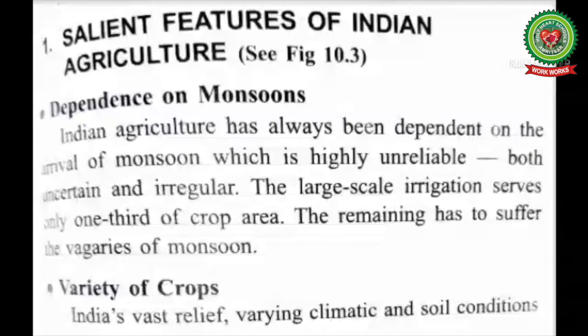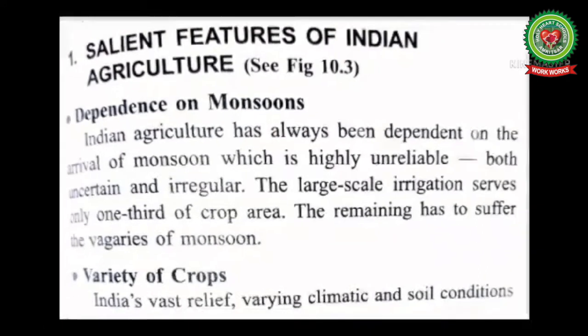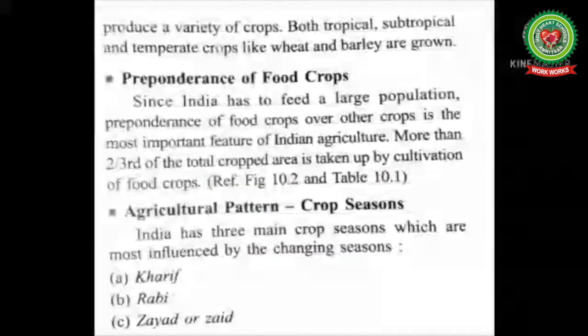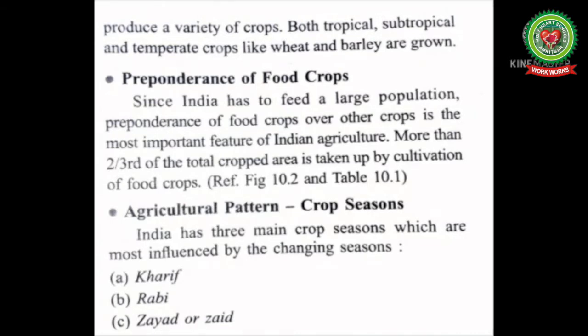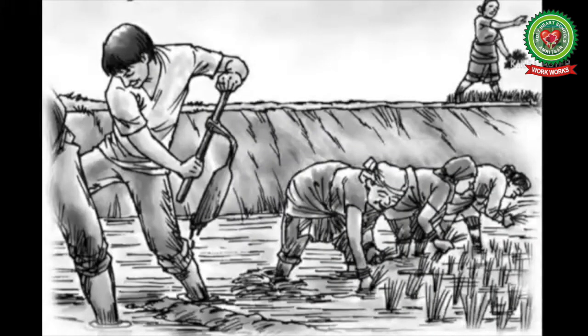Second point is variety of crops. India's vast relief, varying climatic and soil conditions, produce a variety of crops. Both tropical, subtropical, and temperate crops like wheat and barley are grown. Students, India is a very prominent country from agricultural point of view.